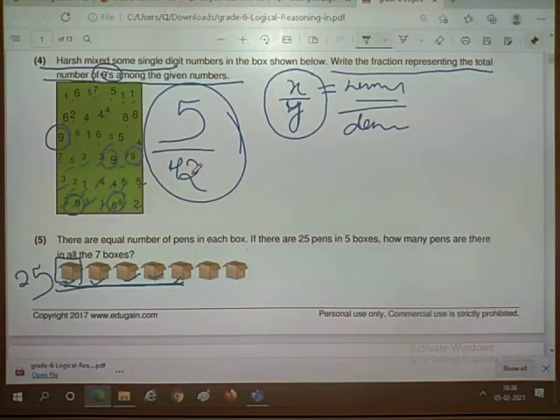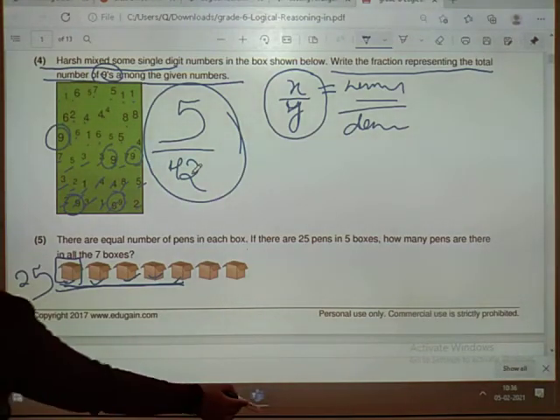There are an equal number of pens in each box. So who is going to tell me the answer?